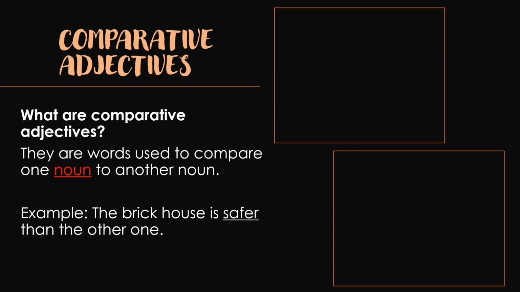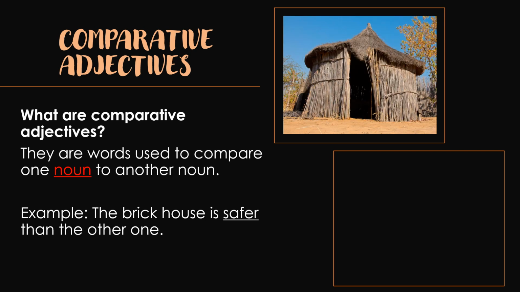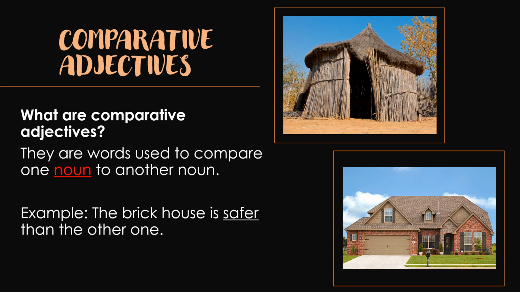And maybe you are wondering, but what are comparative adjectives then? Well, comparative adjectives are words used to compare one noun to another noun. For example, here we have two houses, and maybe you feel more protected in the ones made of brick. If you want to compare those houses, you can say the brick house is safer than the other one. We use the adjective safe.